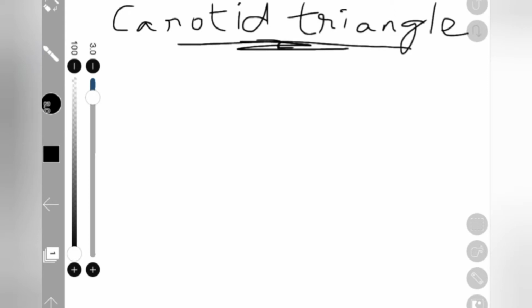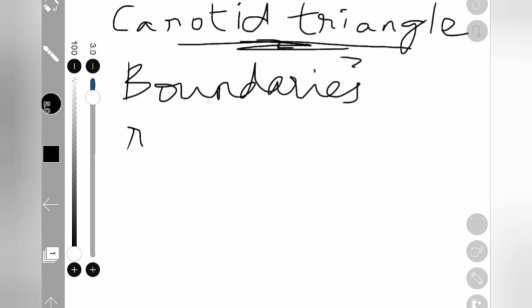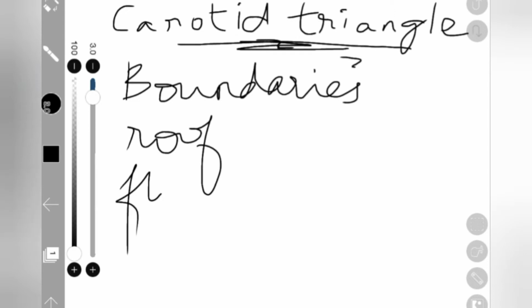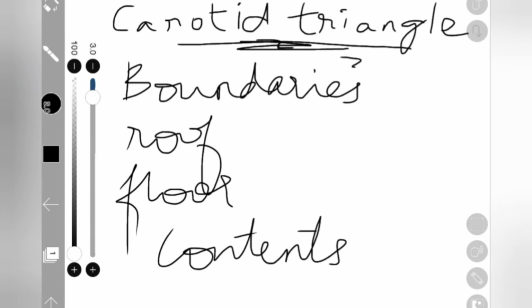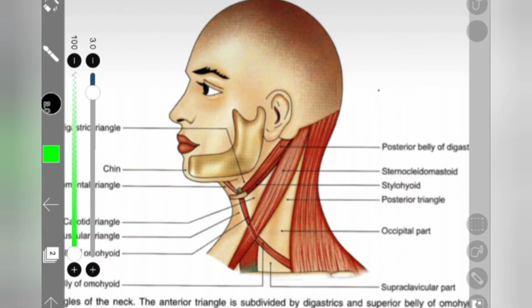So whenever you learn a triangle, you learn about its boundaries, and then the roof, floor and then the contents. So these are the things you learn about a triangle. So this is your carotid triangle. This is the digastric muscle, this is the sternocleidomastoid muscle and this is the omohyoid muscle. Your carotid triangle lies here. So we are going to see about this triangle now.